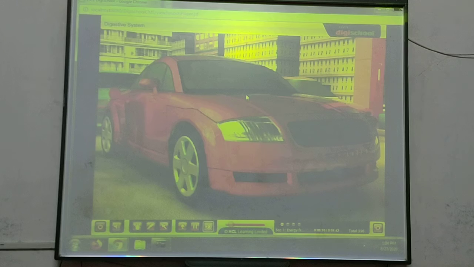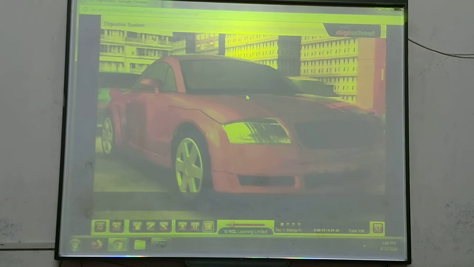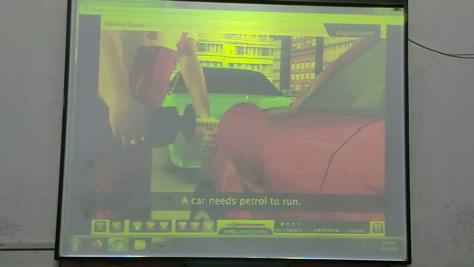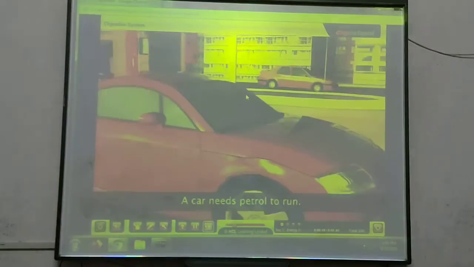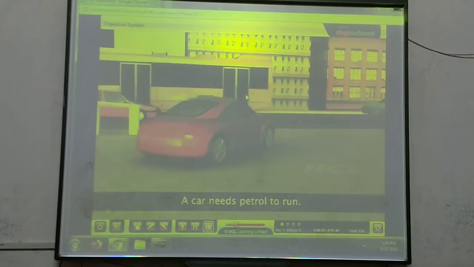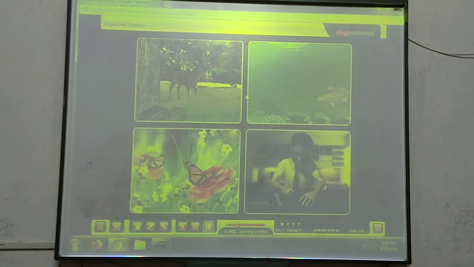Does a car need to run? A car needs fuel to run. Fuels such as petrol or diesel give it energy. All living things, like cars, need energy.